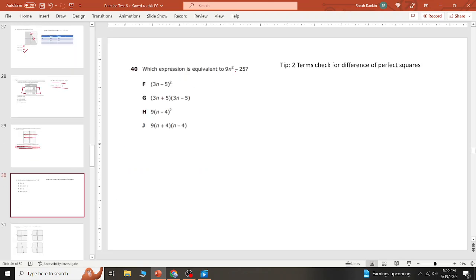Which expression is equivalent to, okay, another tip, anytime you see two terms, check to see if you've got a difference of perfect squares. Well, this is a perfect square, 3n, right? My writing's kind of bad. And 25 is a perfect square, it's 5, right? So we got 3n minus 5, 3n plus 5.